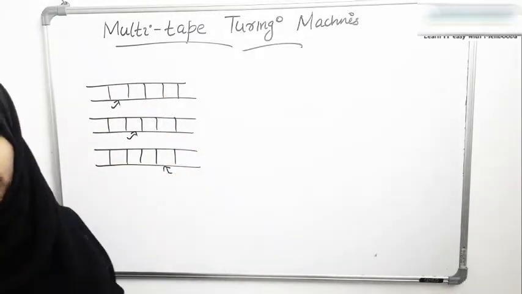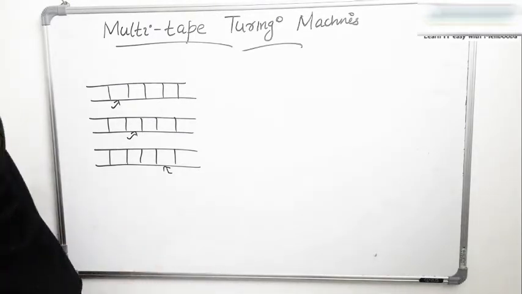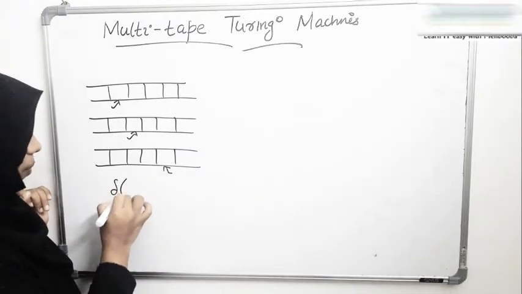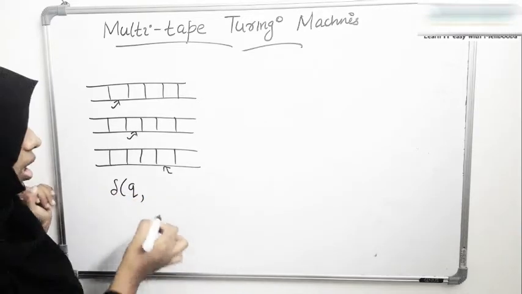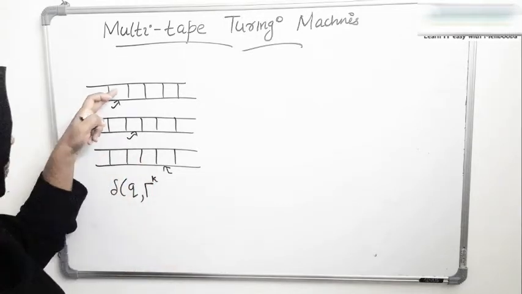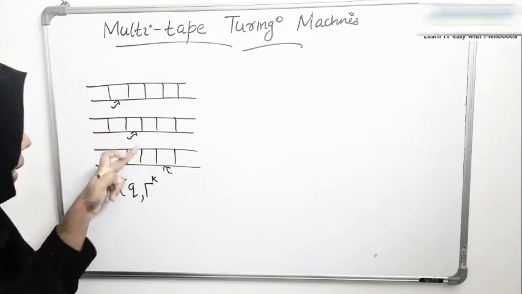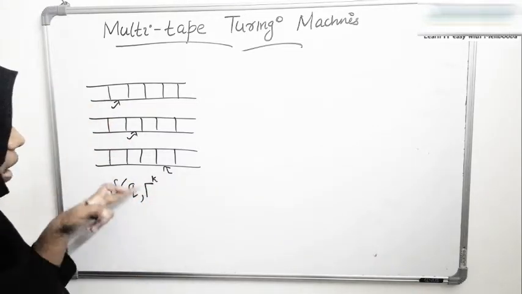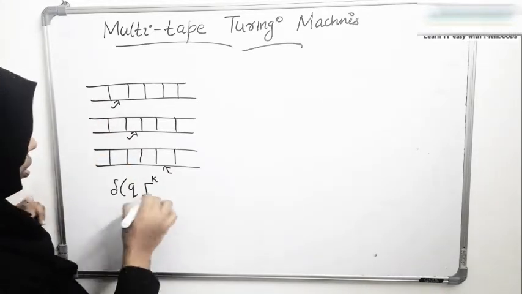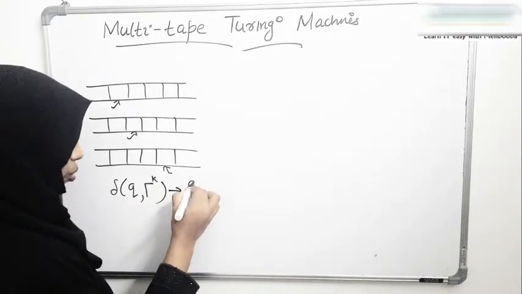We will see an example to understand how this multi-tape Turing machine works. First, we will define one more thing, the transition function. The transition function here will take as arguments a state of the Turing machine and the tape symbols. If there are k tapes, there are k tape symbols considered at the moment, that is, the symbols pointed to by the read-write head on each tape. Now the output will be a new state.